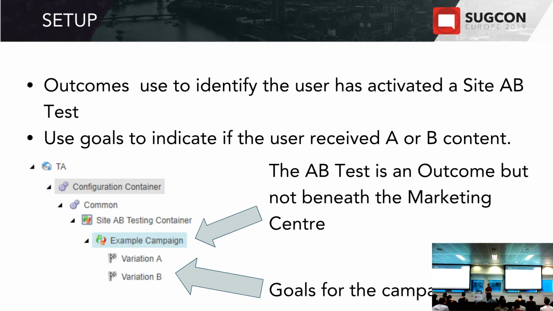Additionally, it's worth noting that at this point you weren't limited to just 2 variations. Because we're now using multiple goals, we can nest as many goals as we wanted. We could make multiple variations and do A, B, C, D, E, F, however many variation testing you wanted to do. How useful that would be, I don't know, but there was that scope as well for the content teams.